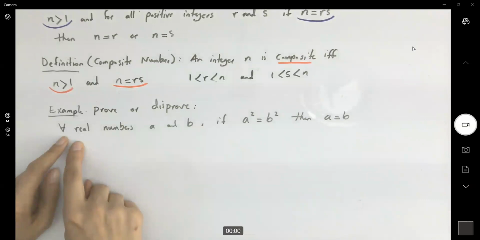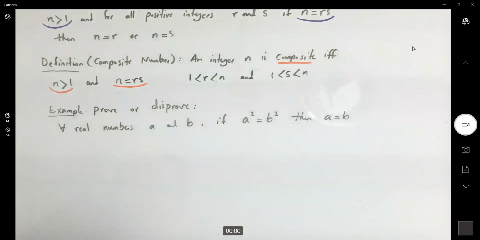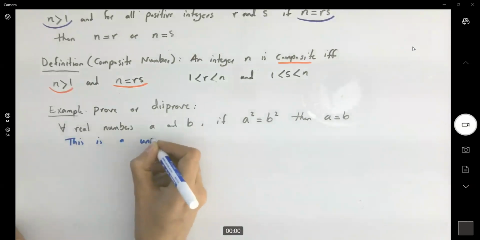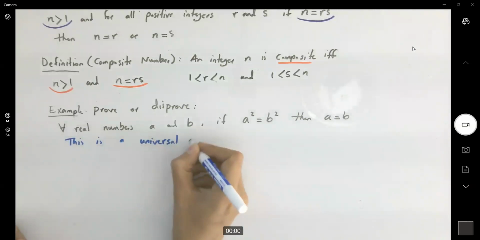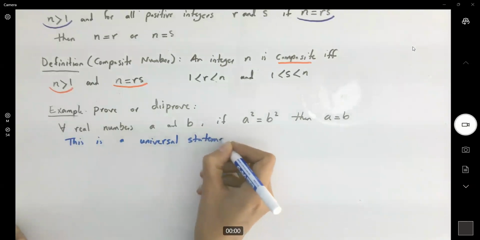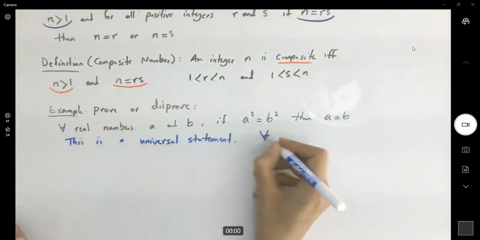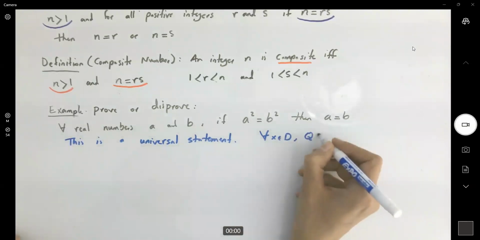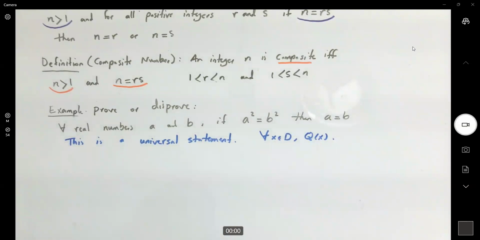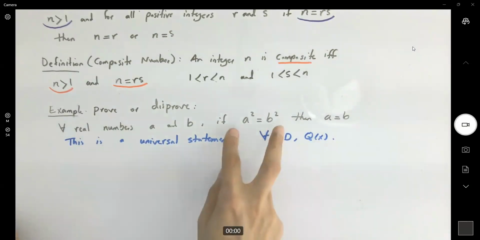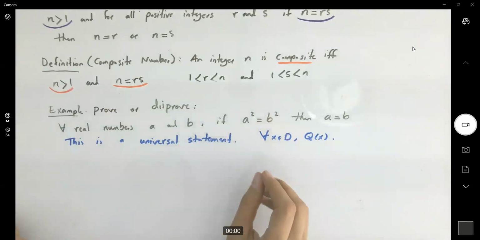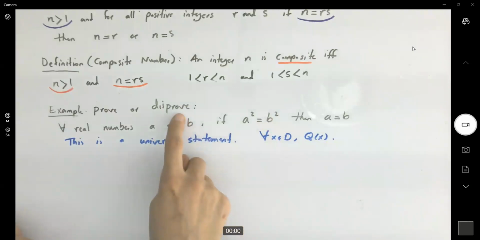First of all, we have a universal statement. For any x in D, p(x), q(x), r(x), anything that you like. If you want to try to prove this statement, you need to use the direct definition for now. Well, I'm going to try to disprove this statement.